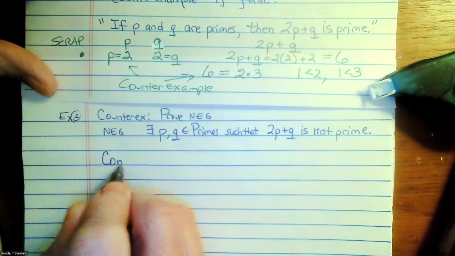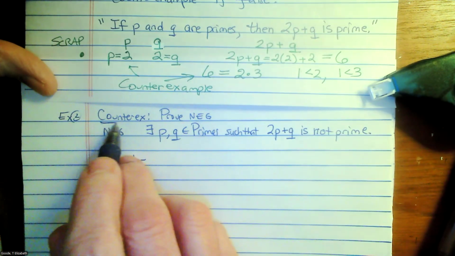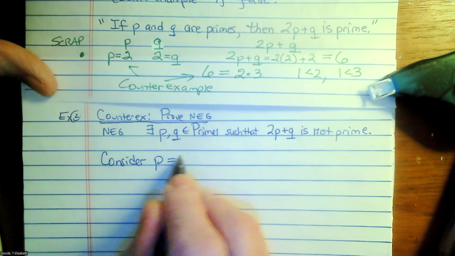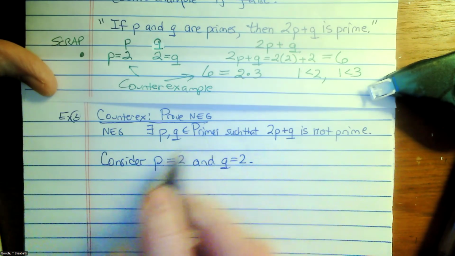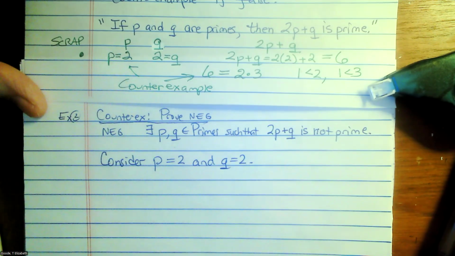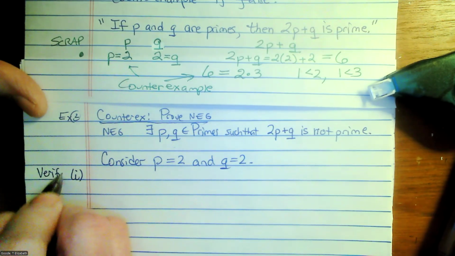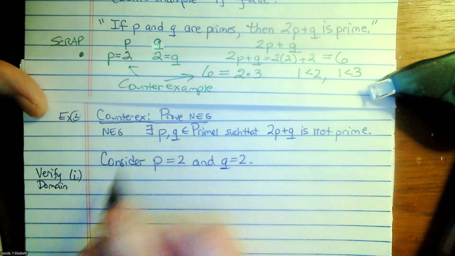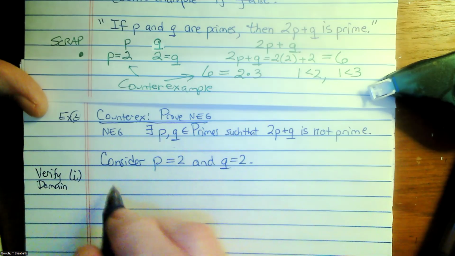So right here, remember the way we start a counterexample. It's an example proof, right? We're proving the negation. So just consider P equals 2 and Q equals 2. Now, what is it that we have to say about P and Q? We have to first verify that they live in the right domain. So verify the domain. What do P and Q have to be? They have to be primes. So what do we say to verify that these are prime?